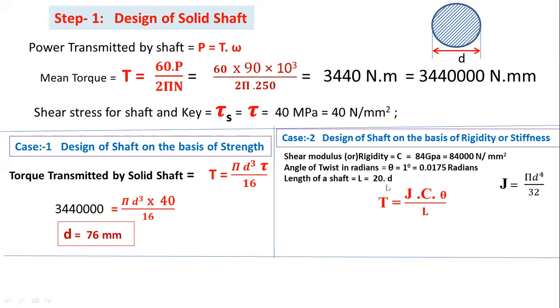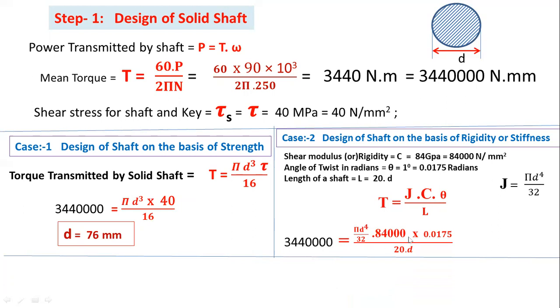And the length of the shaft is equal to 20 times the diameter of the shaft. Now you have to substitute these 3 values in this equation. Already we know the value of torque, T equal to 34 lakhs 40,000. So you have to substitute this value in this equation. And here J for a solid shaft equals pi d power 4 by 32. Now substitute these values in this equation.